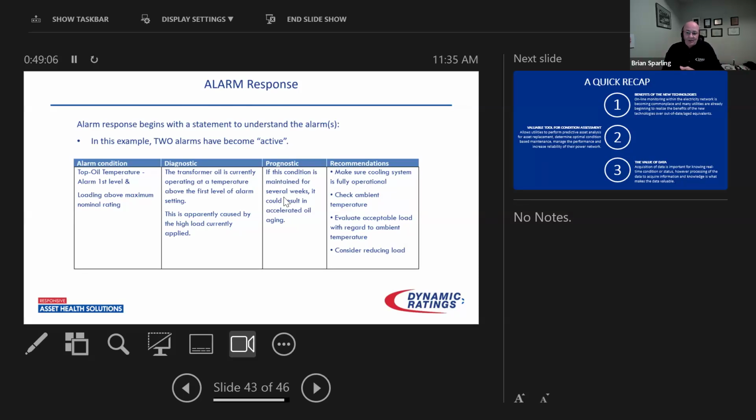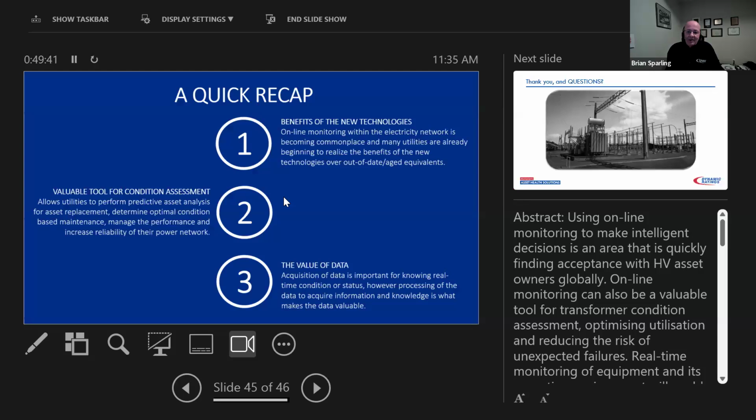Recommendations are: go out, is the cooling system fully operational, yes or no? Is it a really hot day and that's why the oil temperature is high? Evaluate the acceptable load with regard to the ambient condition. Consider reducing the load on the transformer if possible. This is very simplistic, but the point is all of these monitors employed are going to present you with alarms that you've never seen before. Plan ahead and plan an action response plan similar to what you see here. Without it, you're losing all the benefit of the monitoring.